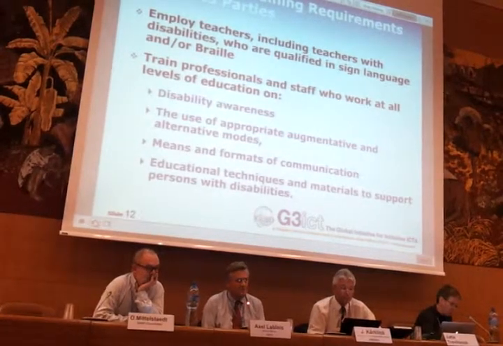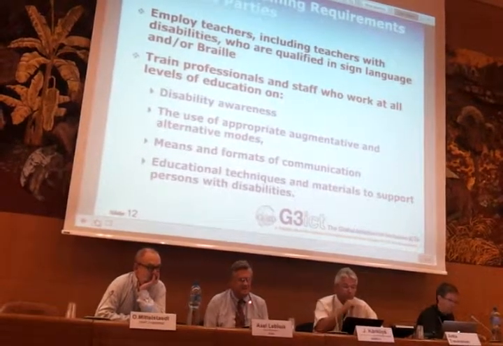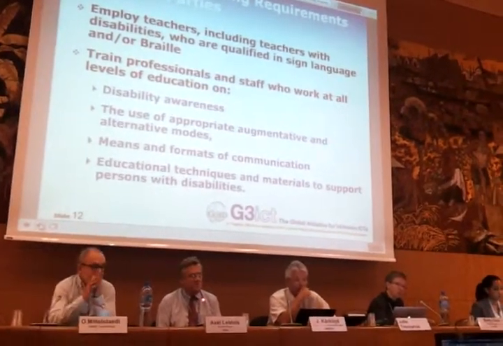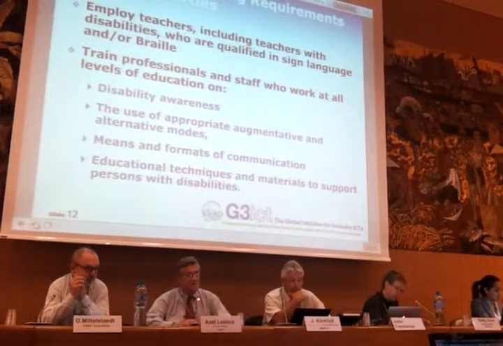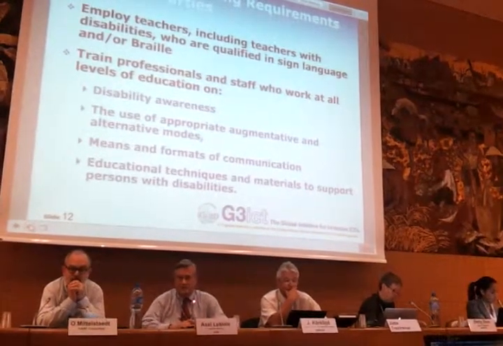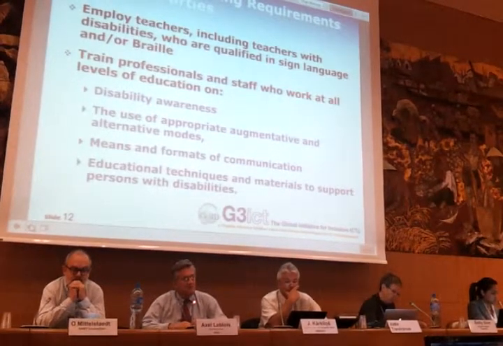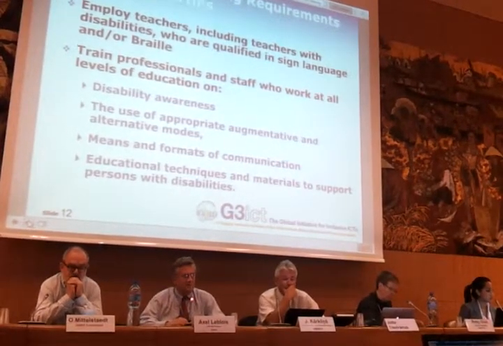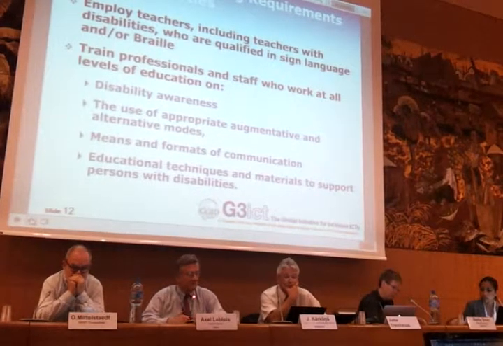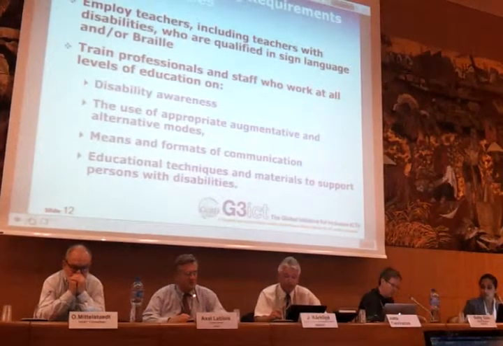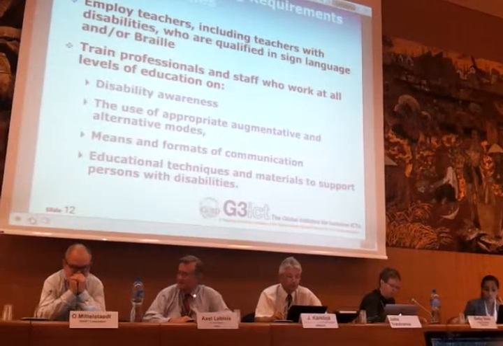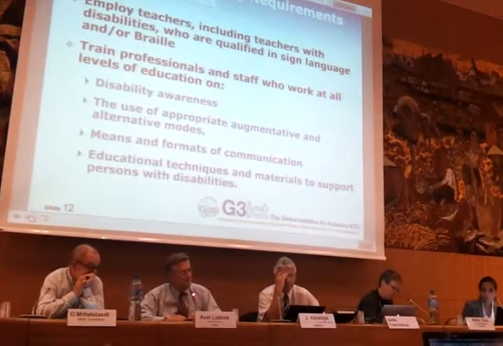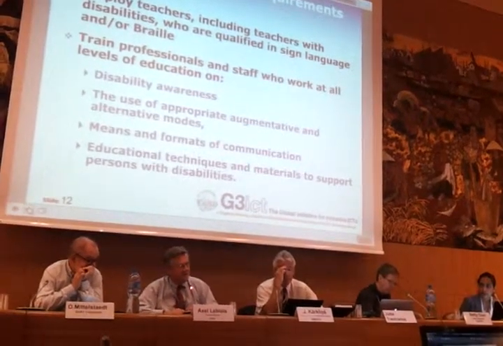So what does the CRPD, the Convention on the Rights of Persons with Disabilities, say about that? Well, it says staff training requirements are pretty strict for state parties. It says you need to employ teachers, among other things, that live with disabilities and are qualified in sign language and Braille, for example, for students who need it. But also, more generally, train professional staff who work at all levels of education on disability awareness, the use of assistive technologies and alternative formats of communication, and the educational techniques that support persons with disabilities. So that is Article 24 of the Convention, and that is the ultimate goal for all national educational systems around the world. Next slide.